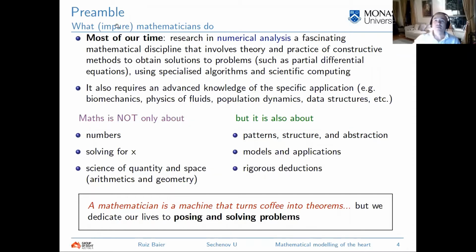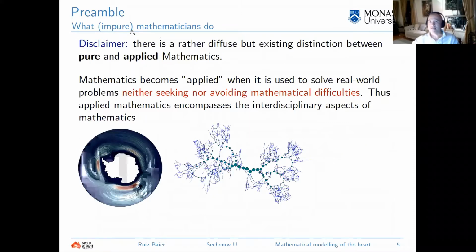I mentioned here at the beginning that we are impure mathematicians, Vika, Yuri, and myself, in the sense that there is a distinction between pure mathematics and impure or applied mathematics. It's not very marked, but you can ask people and mathematicians define themselves as applied or more theoretical or more pure mathematicians. Mathematics becomes applied when it's used to solve real world problems.